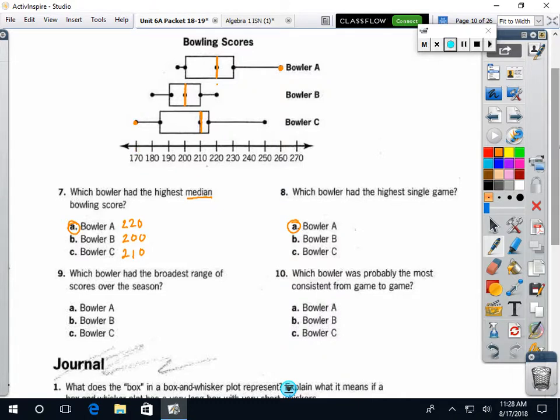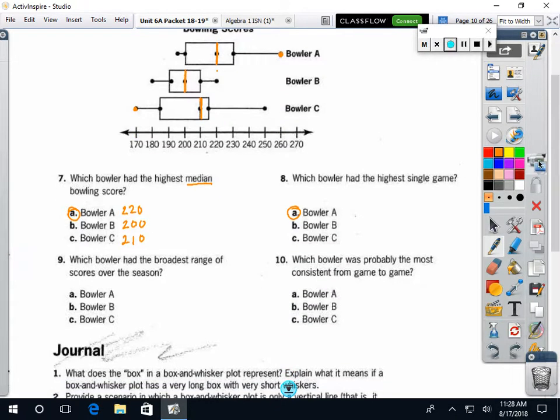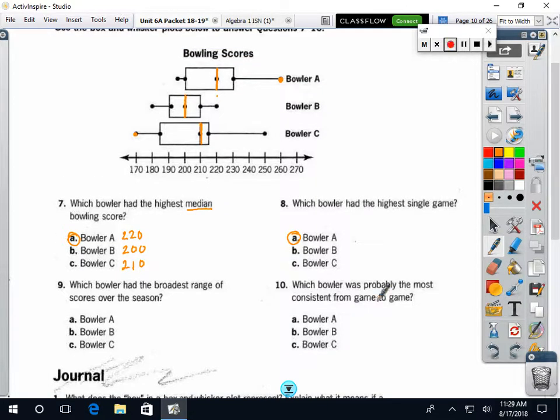Okay, number 9. Which bowler had the broadest range of scores over the season? Now, broadest would be another word for most spread out. So, greatest variability. Now, yes, but let's talk about a more mathematical way of figuring this out. Remember, broadest range is talking about spread, which is variability. Well, isn't one way to find variability range? Or interquartile range? Okay, well, how do you find range from just looking at the box and whisker plot? Okay, Collis?